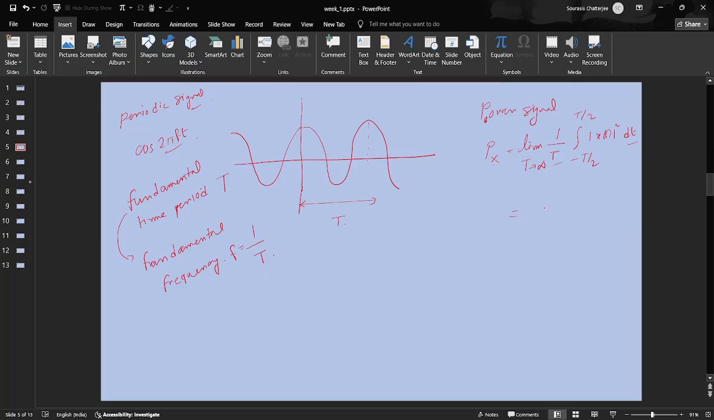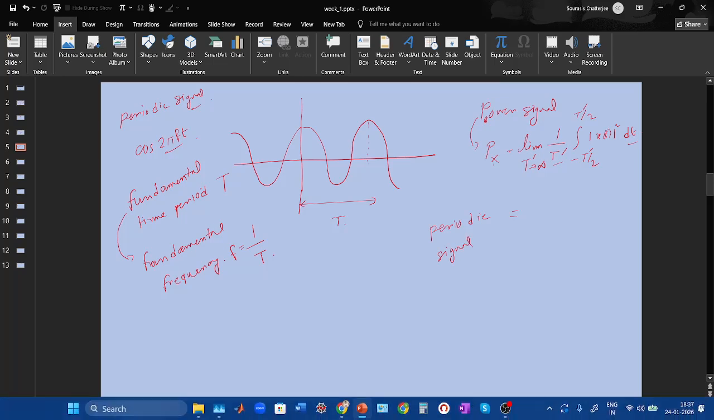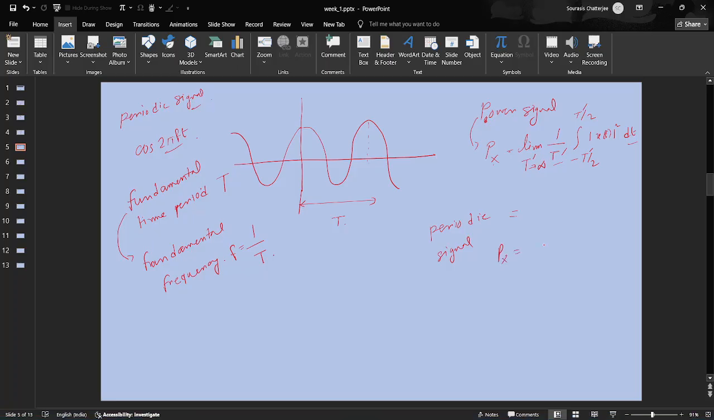I mean, okay, let me just write it down here. Let's call it T dash to separate from the fundamental time period. This is applicable for any power signal, and you are mentioning for a periodic signal this P_x here reduces to 1 over T, integral from minus T over 2 to T over 2 of x(t) squared dt, where T is the fundamental time period.